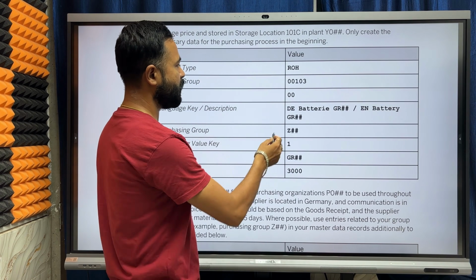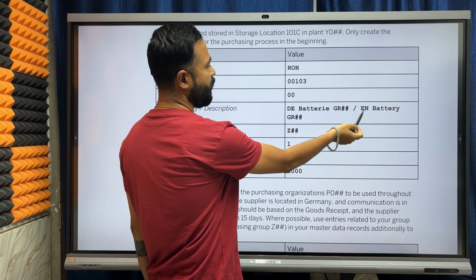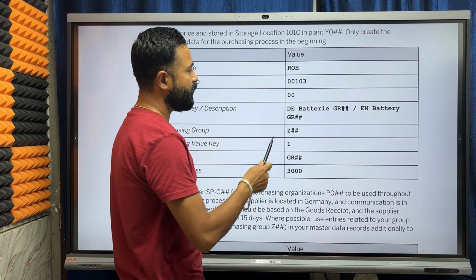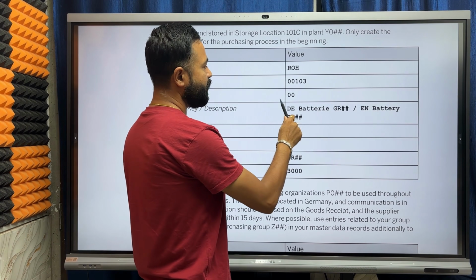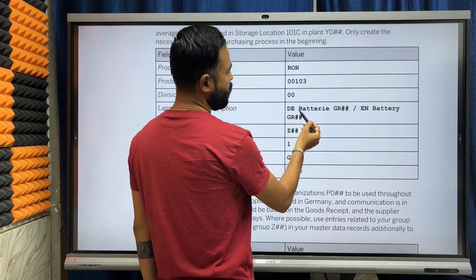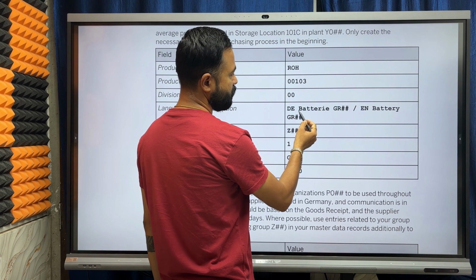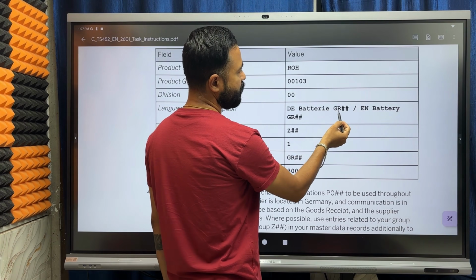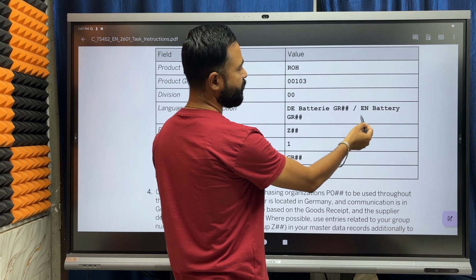Now here it is saying 2 languages, DE and EN. So you have to maintain the material description in a couple of languages. Here you have to take the exact description: battery GR65.